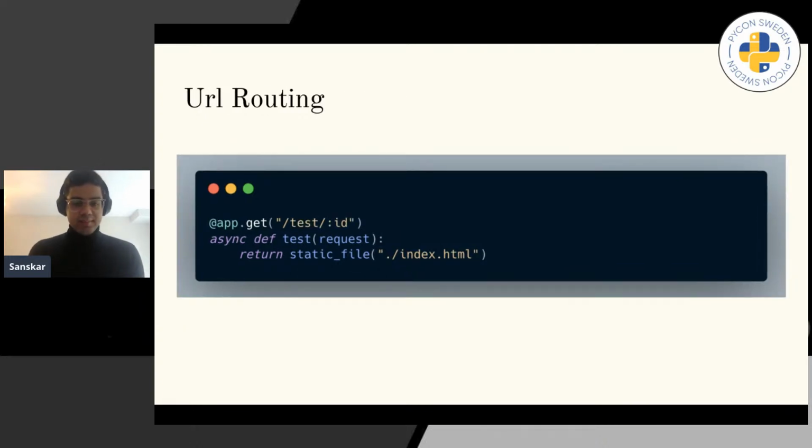We also support dynamic URL routing, so you can just use a colon and the variable name, and you can access these parameters through the request object that is provided in every method below every route.